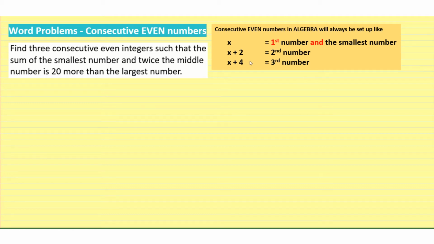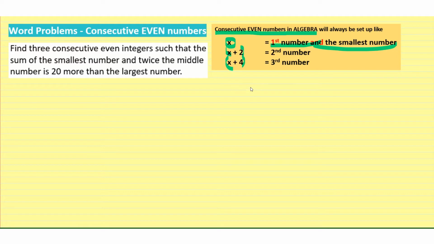Hello, this is Charlene. We're going to solve a word problem finding consecutive even numbers. We need to consider what we know about consecutive even numbers in algebra. The first number will always be reflected in a single variable. Our favorite variable in algebra is x. The second number will be reflected as x plus 2, and the third number x plus 4.